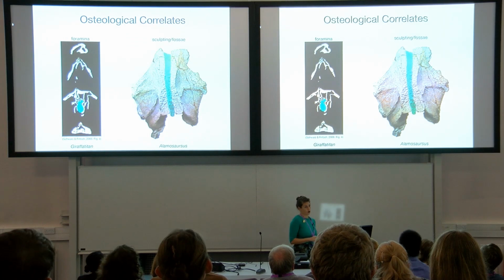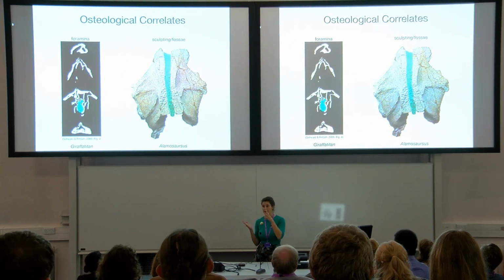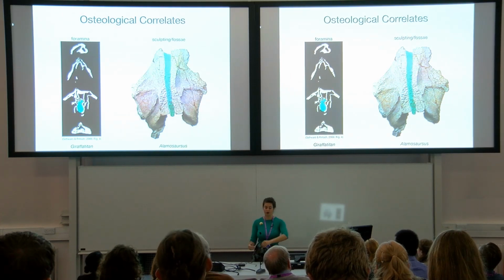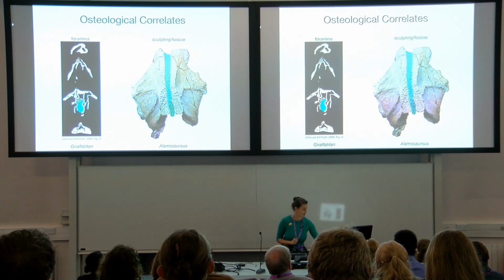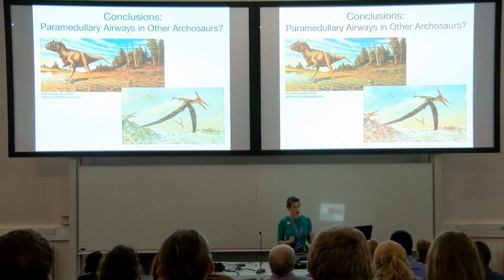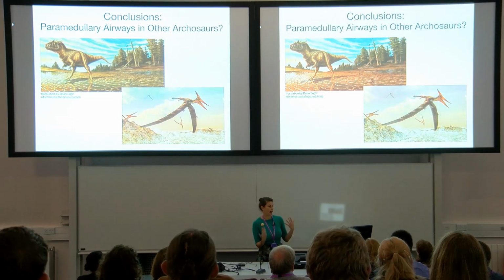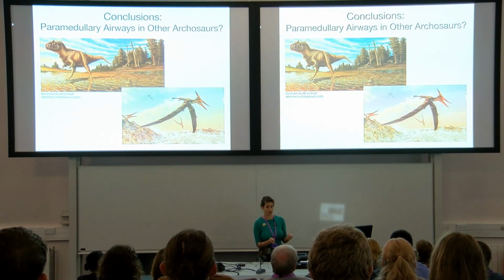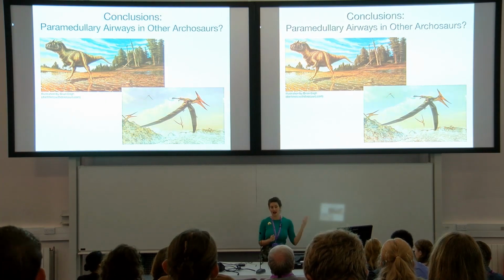Evidence of these osteological correlates has already been reported in several sauropod dinosaurs, so we know that some sauropods had supramedullary, or rather paramedullary diverticula of a sort. And of course, now we're quite curious to know whether other groups of archosaurs with elaborate pneumaticity might have had these structures as well.